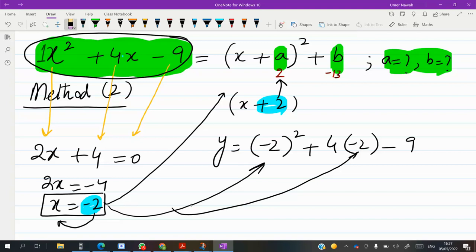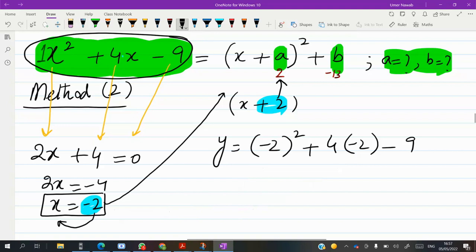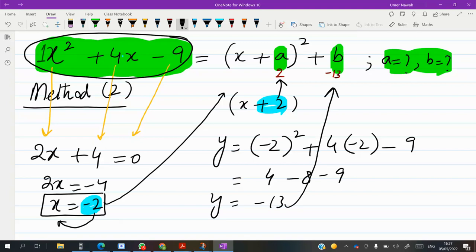Now, guys, when I solve it, again I got minus 13. Is it matching, guys? It is matching. So I must say that the value of b is minus 13. This is method number 2.